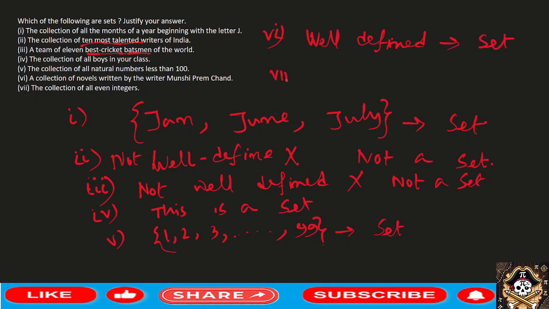Now next one, the collection of all even integers. Though we cannot write all the even integers, but we can know the integers, whether the integer is an even or not. Therefore this collection is well defined. Therefore this makes the collection a set.